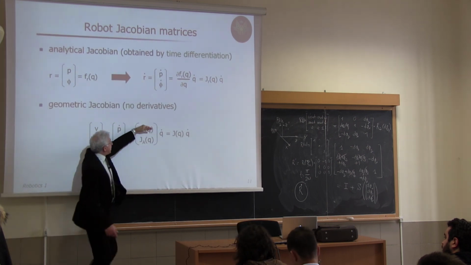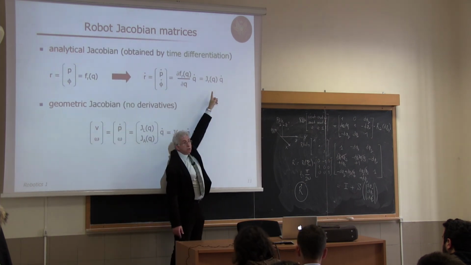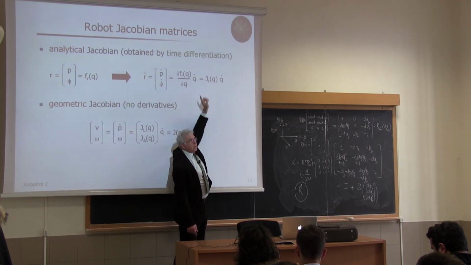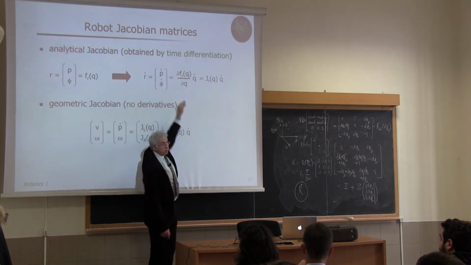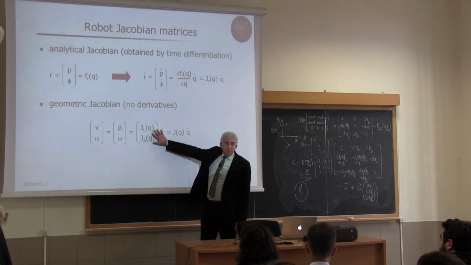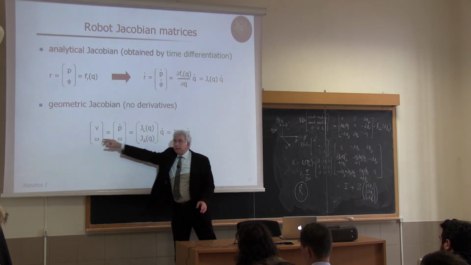So the upper part, if there is the same P dot, will be equal to the upper part of the analytic Jacobian if I'm using this task variable. But remember that this is always fixed. This is uniquely defined, because these are uniquely defined.